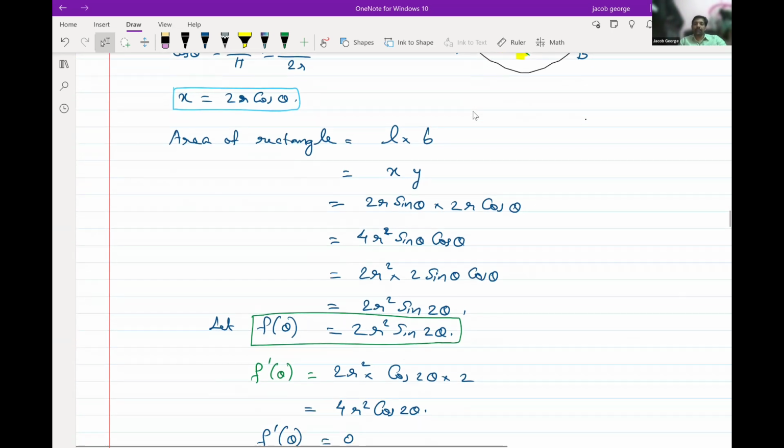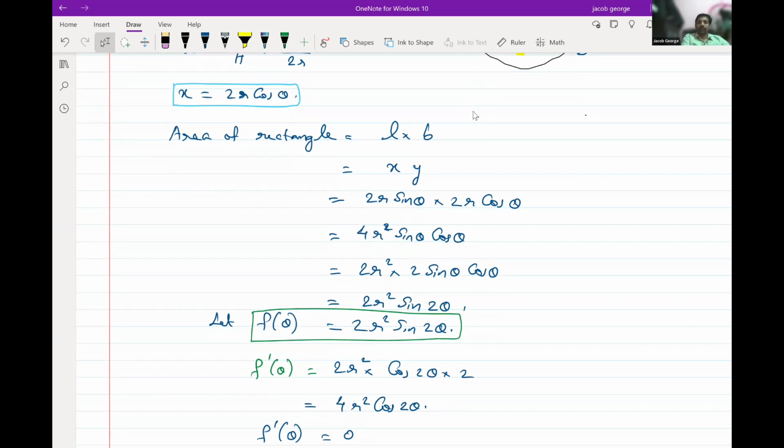f dash theta is 2r square into the derivative of sin 2 theta, that is cos 2 theta into 2. 2r square into cos 2 theta into 2. It is 4r square cos 2 theta. f dash theta is 4r square cos 2 theta.